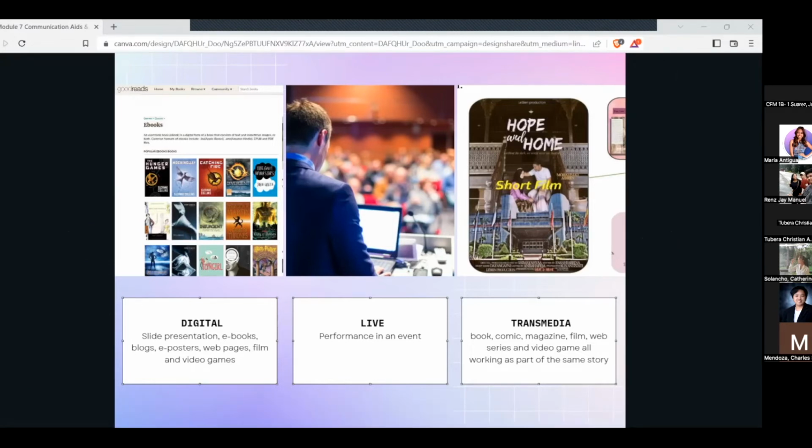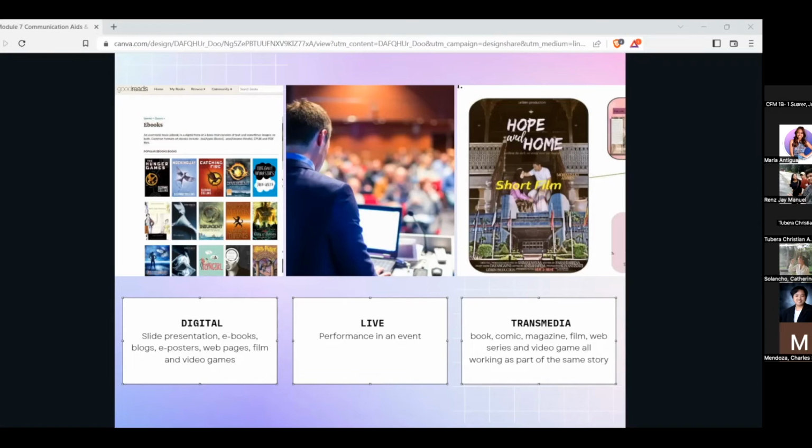Going back, as I've said, it's not always based on technology or dependent on technology. So we have here three types. It can be digital, it can be live, it can be transmedia. When we say digital: slide presentations, ebooks, blogs, e-posters, web pages, film, video games. These are digital. Live, for example, is a performance in an event. Live, face to face.